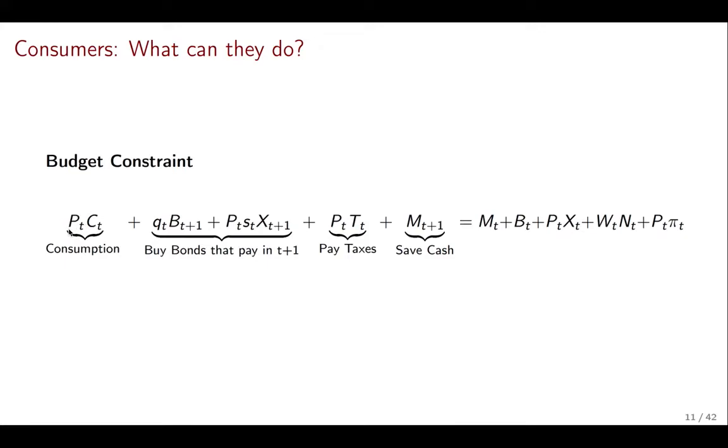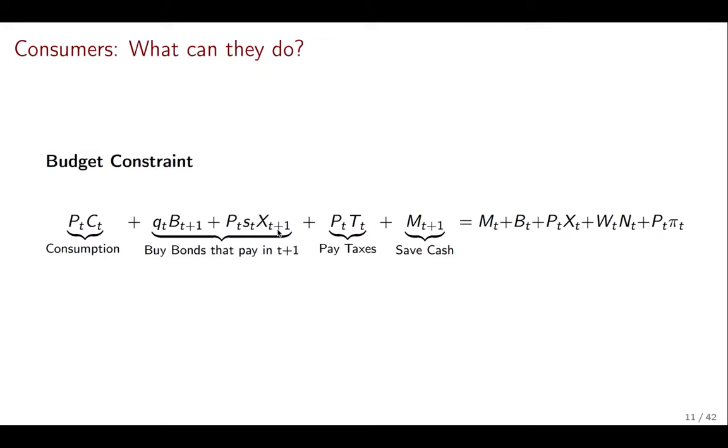Every period you have the nominal value of your consumption. You can buy bonds that pay in t plus 1. So here the convention is going to be that the subindex of the bonds is specifying when they will pay. So today I'm buying a bond at a price Q that is going to pay me tomorrow BT plus 1. So today I buy BT plus 1 bonds at a price QT each that's going to pay me BT plus 1 dollars in the future.